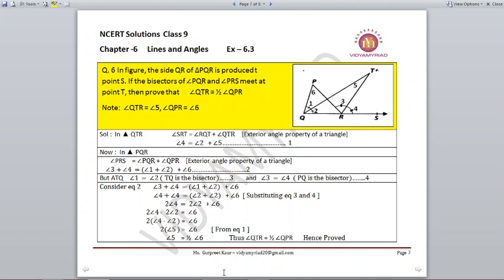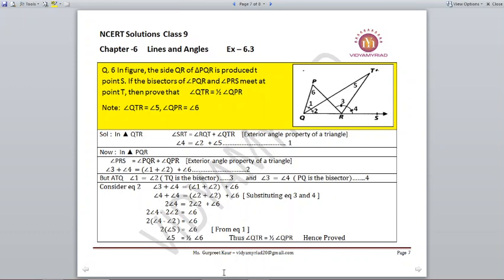Take the 2 to the other hand side. If you see, it comes out to be 2 times angle 4 minus angle 2. Now what is angle 4 minus angle 2? Just look at the equation number 1. You have 4 is equal to 2 plus 5. So if I take my 2 to the other hand side, it will come as 5. So I have written angle 5. So angle 4 minus angle 2 is angle 5, which is equal to angle 6. Now take 2 to the other hand side. When it goes to the other hand side, it will be divided. That means angle 5 is equal to half of angle 6, which is my required question.